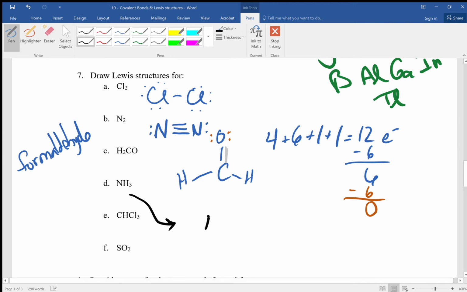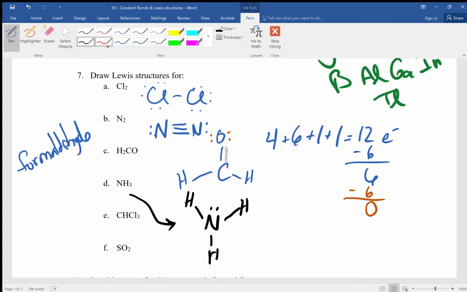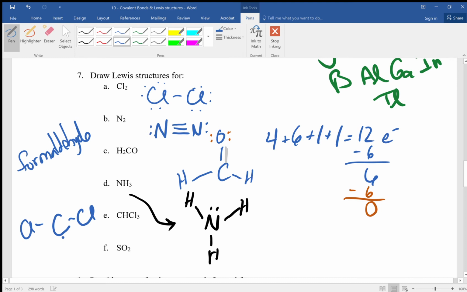Part D is ammonia. This is actually very, very similar to the NF3 example we did already. 3 single bonds to nitrogen with a lone pair on nitrogen. Chloroform, CHCl3, gets carbon in the middle, single bonded to each of the chlorines, as well as the hydrogen.